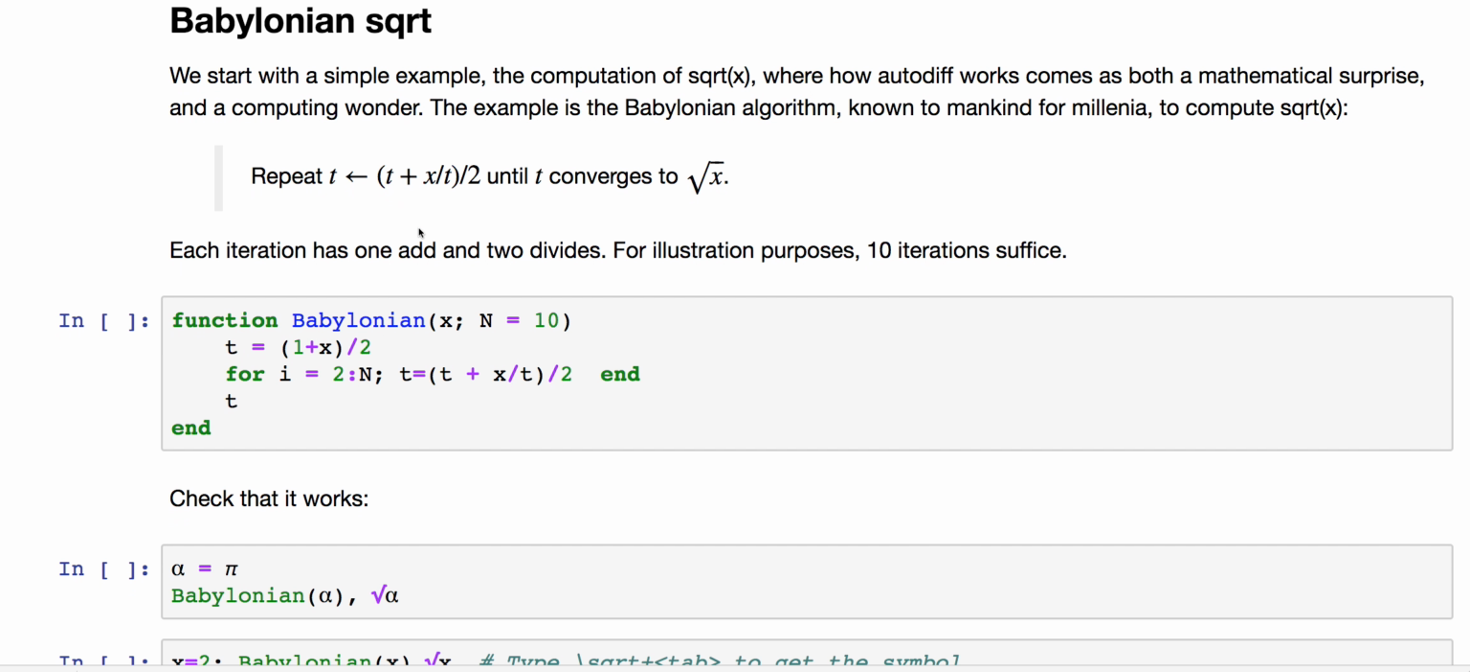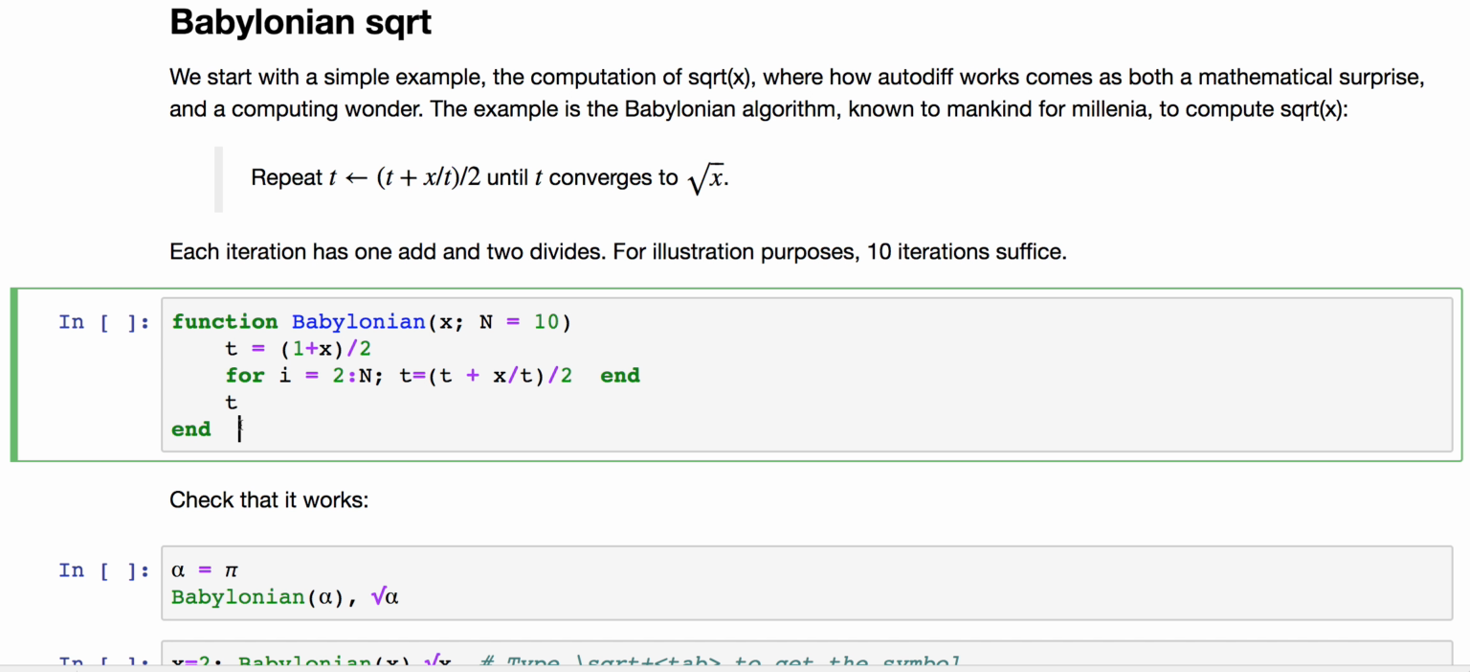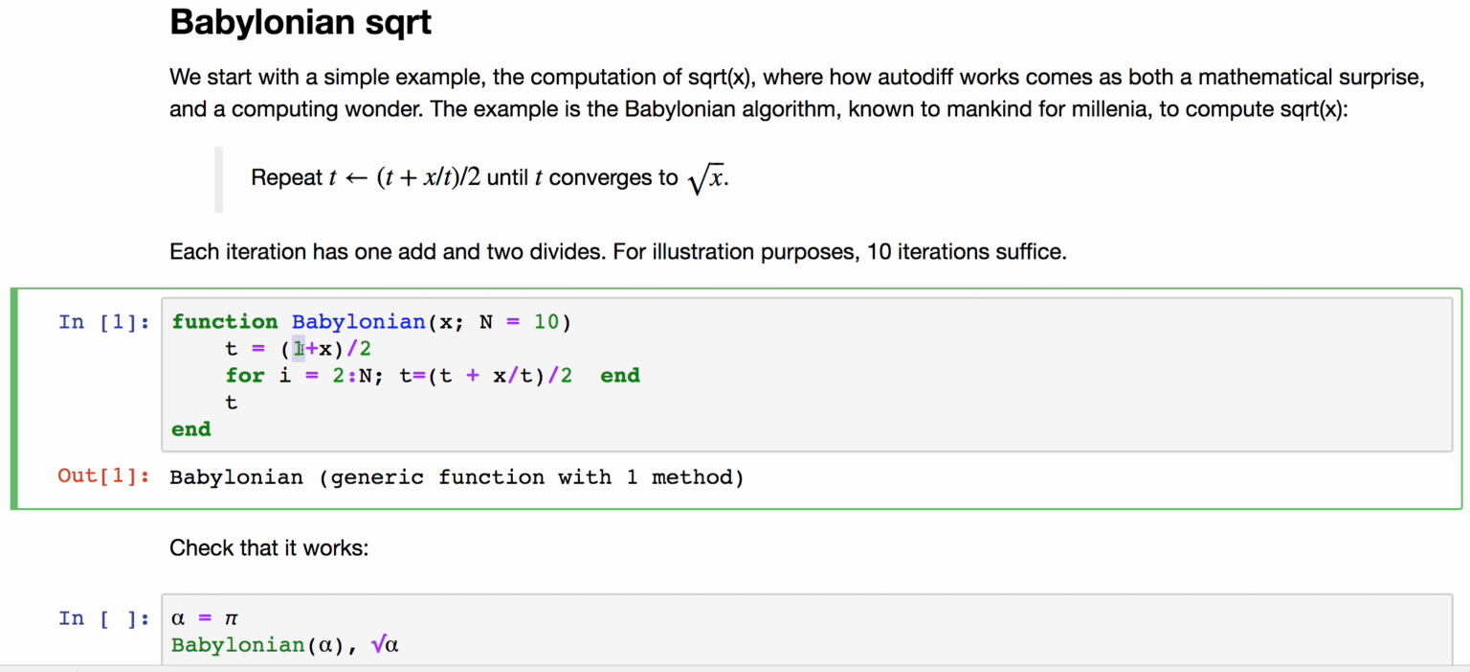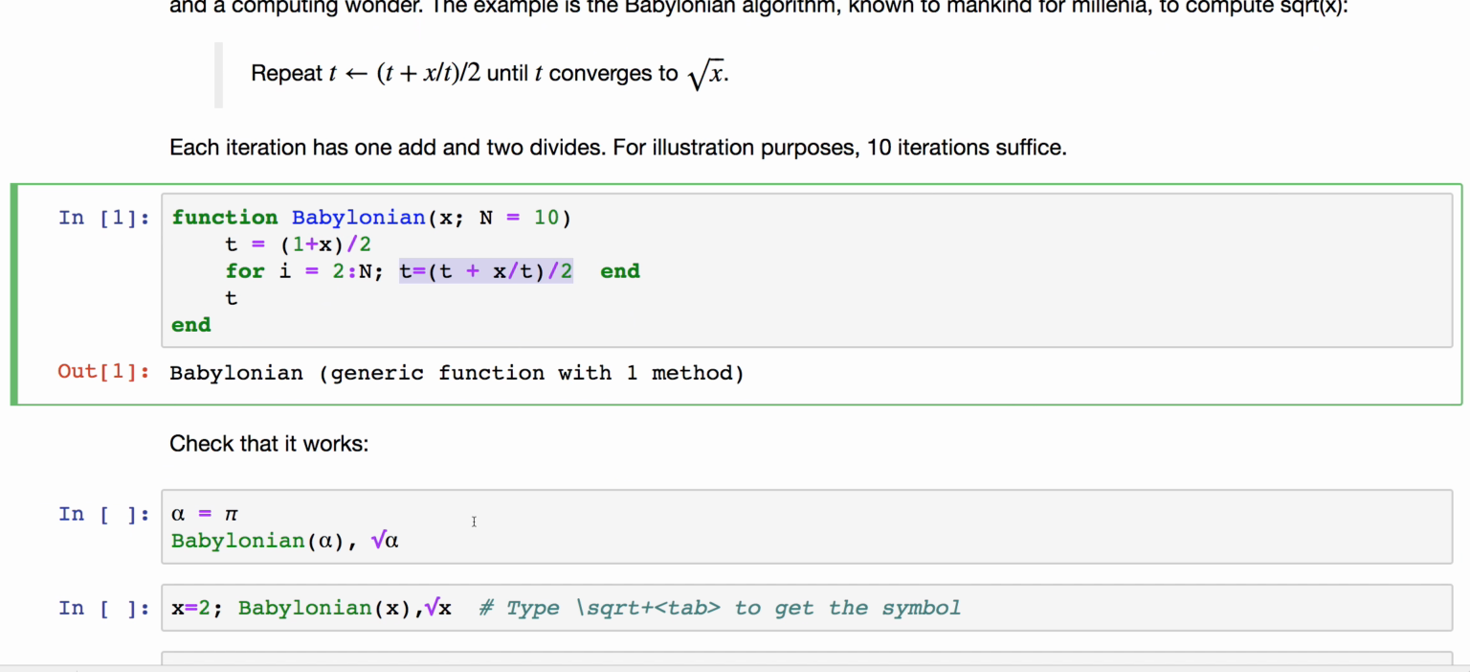To illustrate this in Julia, I have this simple program. It might have looked the same in just about any language, I would imagine. I'm going to take the liberty of starting at t equals 1, just to pick something. So the first step would be to take t as 1 plus x over 2. By default, I'll take 10 steps, but we could take more or less, iterating the algorithm as such.